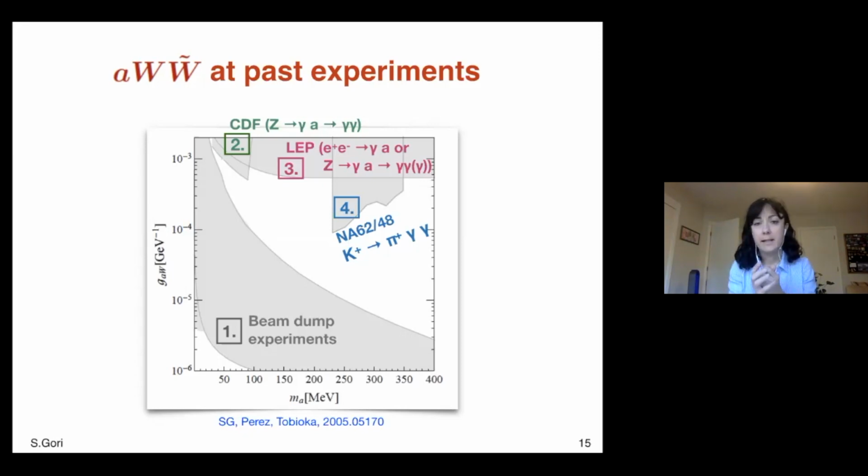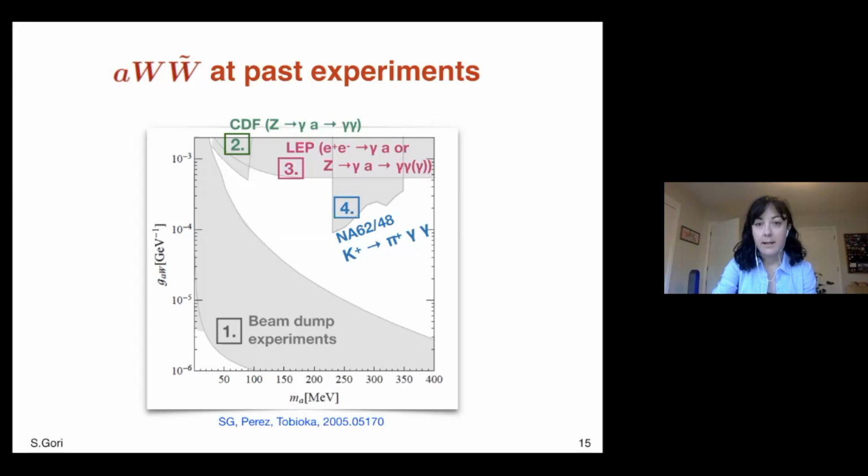And then finally, we have the LEP experiment looking for the production of a photon and the ALP, and then again with the ALP going to gamma gamma. Okay. So this is just to give you a brief overview of past experiments and the region of parameter space probed. Of course, the region on top of this plot is a region in which the ALP is decaying promptly to photons, and the region down there is the region in which the ALP is long-lived. That's why it could have been seen at beam dump experiments.